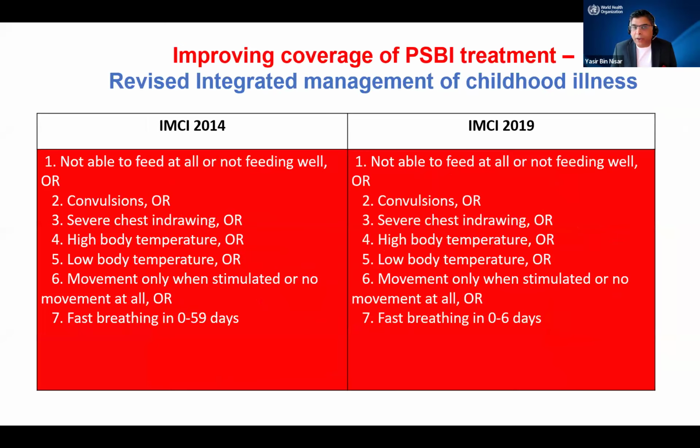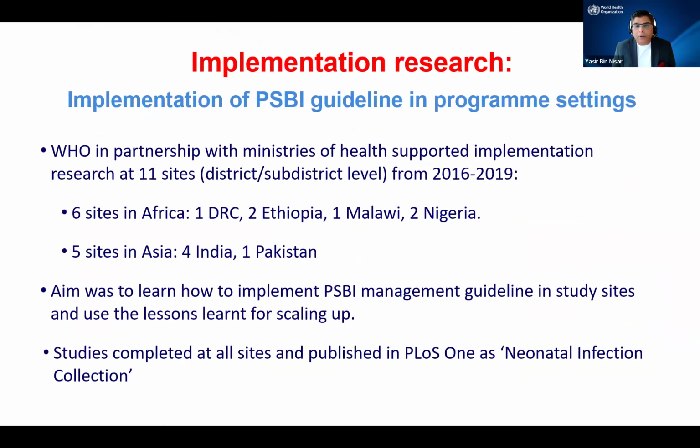So with that, we actually revised the IMCI child booklet in 2014 and later on in 2019. The difference between the two is that fast breathing in 2014 was included for the first 2 months of life as one of the danger signs, while in 2019 it is only the first week of life as a danger sign. From 7 to 59 days old, a young infant with only one sign, fast breathing, can be treated with oral amoxicillin in the community.